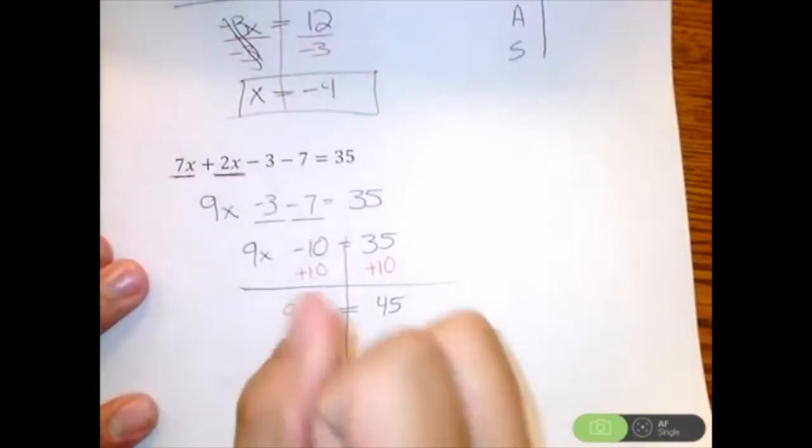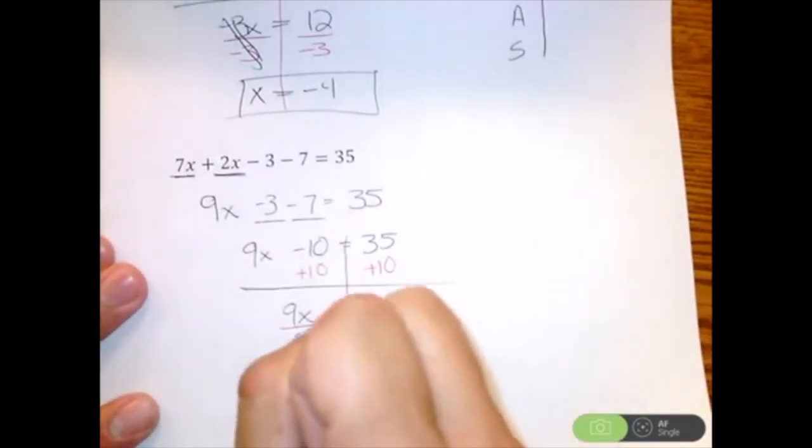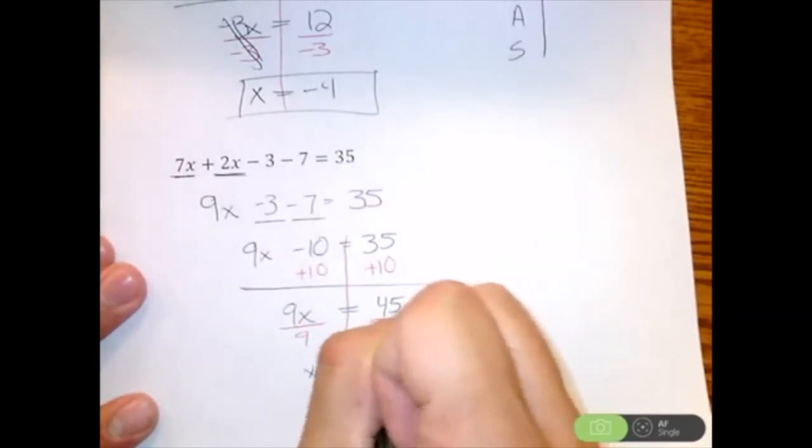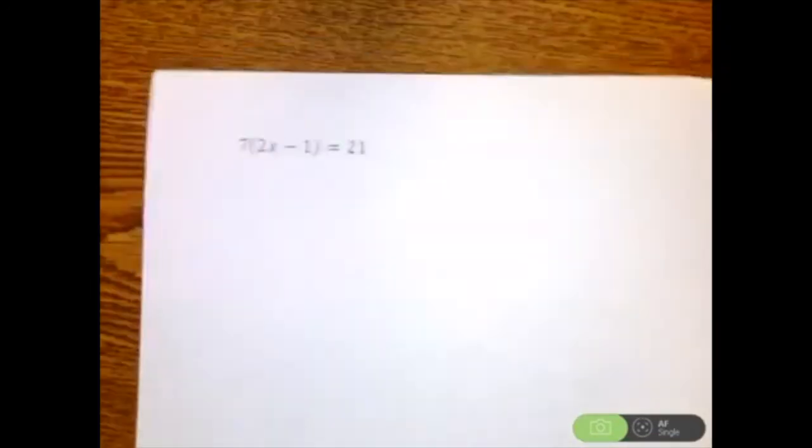Still have to solve for x there. Divide by 9. Divide by 9. X equals 5, because 45 divided by 9 is 5. X equals 5. One last example I want to show you.